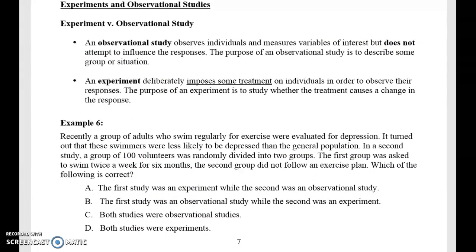Okay, so for example 6, we need to know the difference between an observational study and an experiment. So when we're looking at these studies, we want to look for the keywords, and it looks like a group is evaluated. When something is just evaluated, and we're not actually changing anything, we're not telling them to eat something or do something different, and we're not splitting them into groups, then that's a good indication that this is an observation.